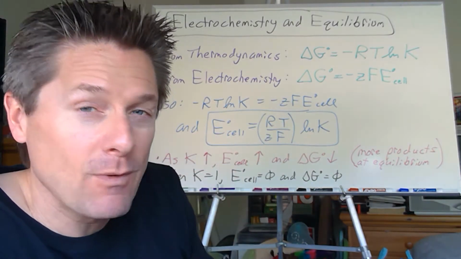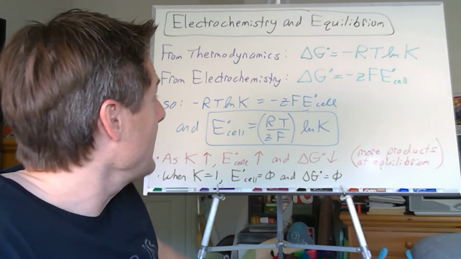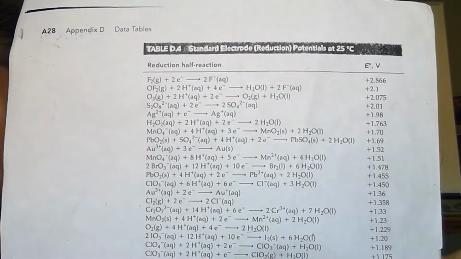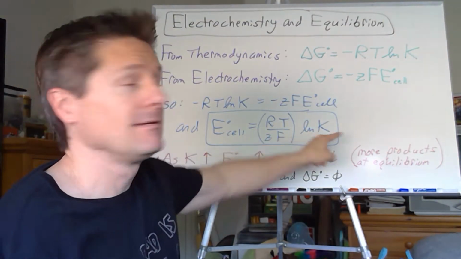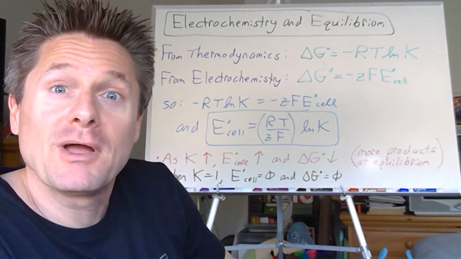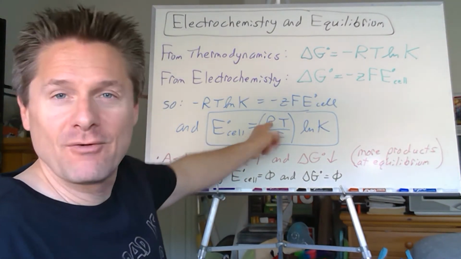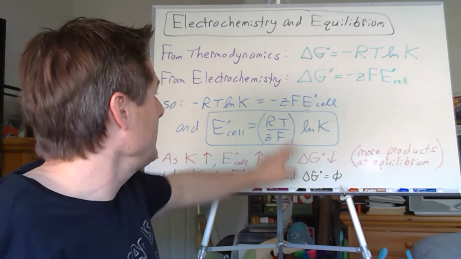That's a key, one of the most important equations we're going to find in electrochemistry, because now we can take these standard electrode potentials, calculate E naught cell, and from that we can determine equilibrium constants. Nice stuff, right? R, of course, is the gas constant, 8.3145 joules per mole Kelvin.